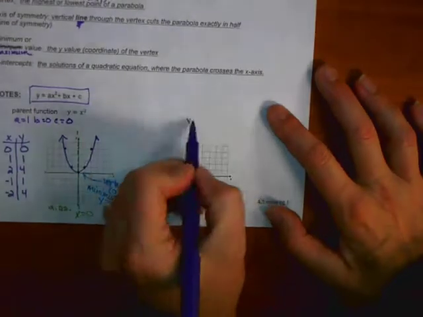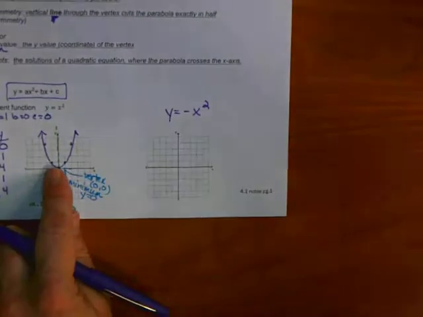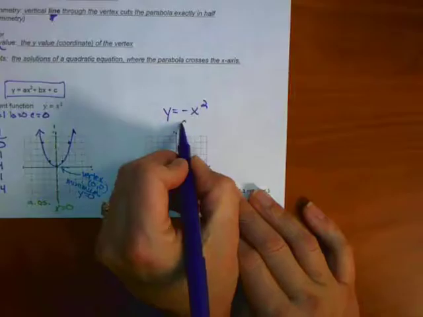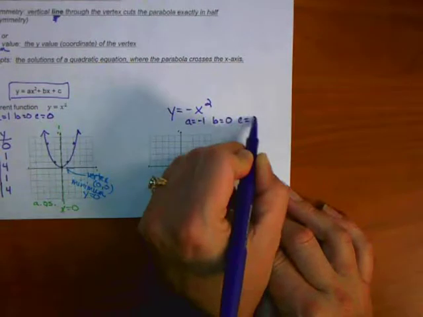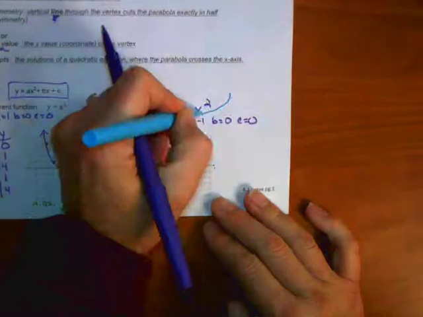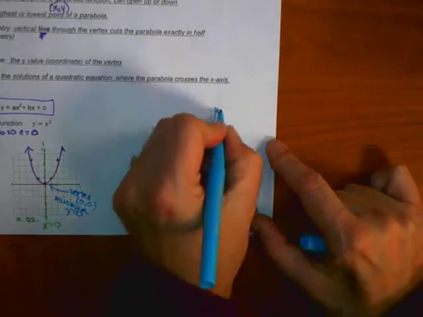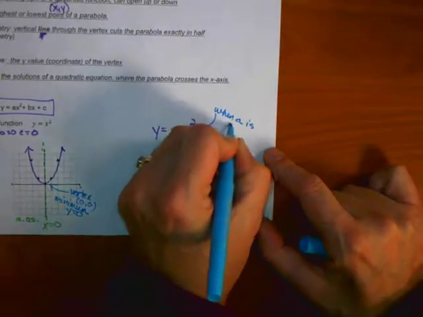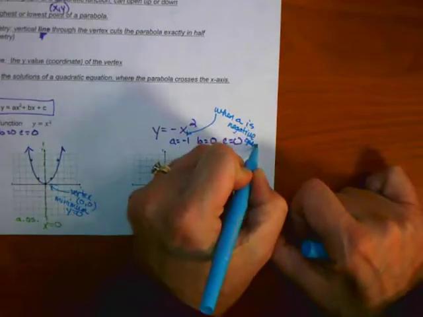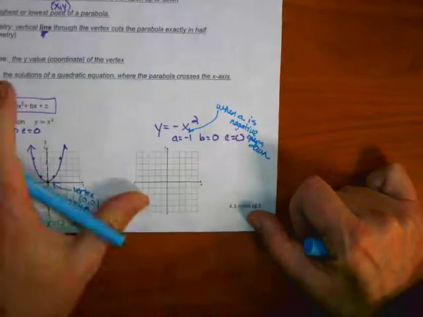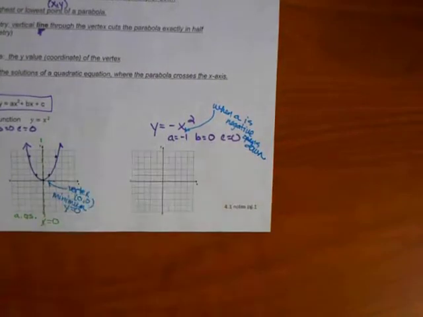What if you got this? It would just open upside down. All this would do is go down, and let's just look at y. First of all, what is A? Negative 1, and B is 0, and C is 0, correct? So, when A is negative, what's going to happen? When A is negative, the parabola opens down. This is going to be for any quadratic equation that has a negative A, the number in front of the x squared.